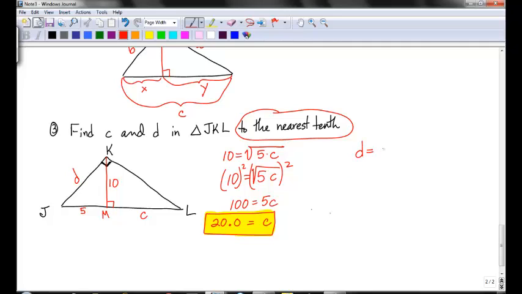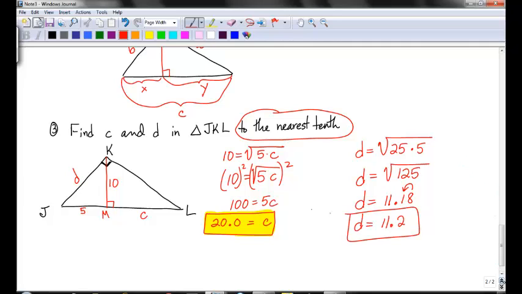Okay, what's D? D is the geometric mean. The leg is the geometric mean between the whole thing and the part adjacent to it. So what's the whole thing? It'd be 25, the whole hypotenuse, and the part of the hypotenuse that's adjacent to it, 5. Okay? So D equals the square root of 125 to the nearest tenth. What would it be? Round it to the nearest tenth. It's 5 or greater, so final answer 11.2. Okay.